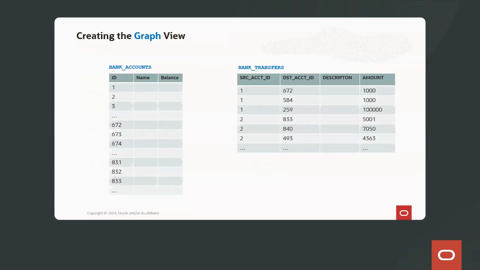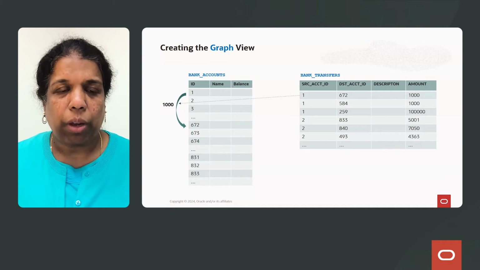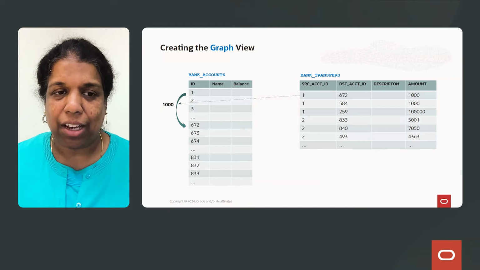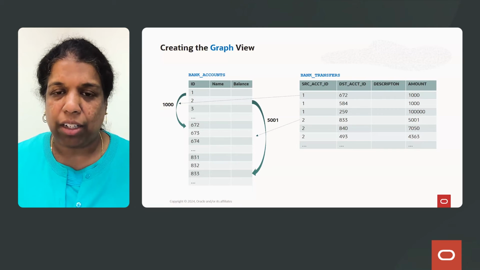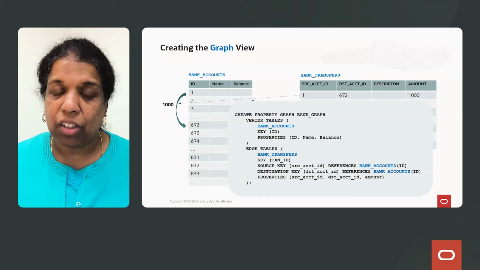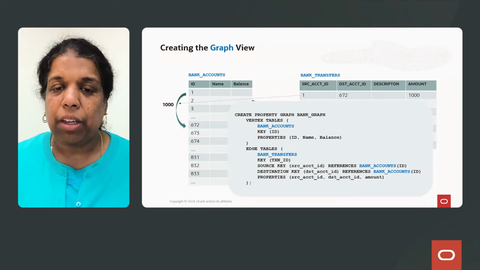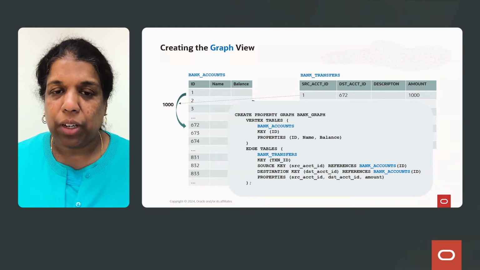So in Oracle, when you create a graph view, you're creating a graph representation of your data without materializing the data. So going back to this example that we're looking at here, we have account 1 connected to account 672. So that's an edge between those two accounts. You have account 2 connected to 833. That's another edge connecting those accounts, and so on. So here is the syntax that is in the standard that was published recently, the new SQL standard, that we can use to create this graph view of data.